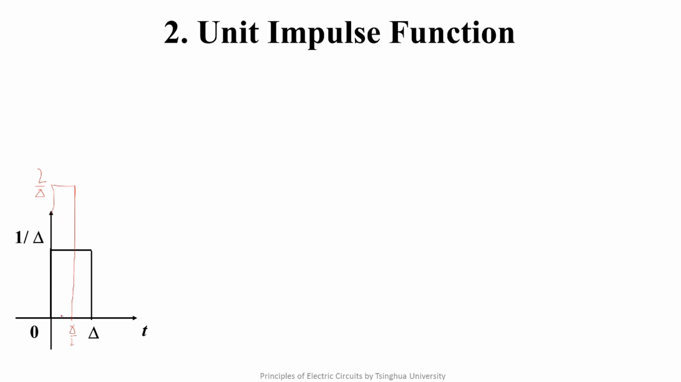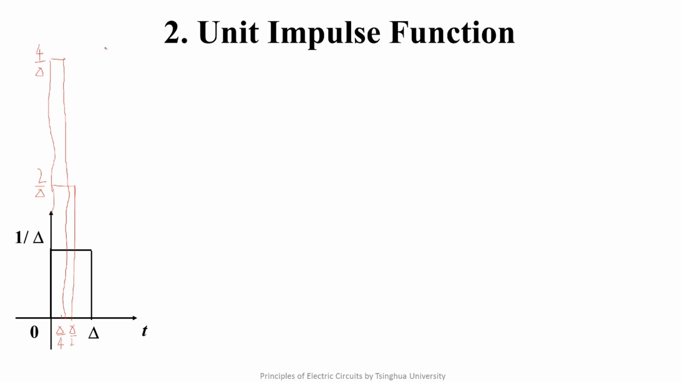Further, if the width becomes 1/4 of delta, the function changes to this form, and its height becomes 4 over delta. As delta becomes smaller and smaller, in order to keep the area of the window constant, the shape of the function will become thinner and thinner. When delta tends to 0, the limit of the function becomes the unit impulse function.